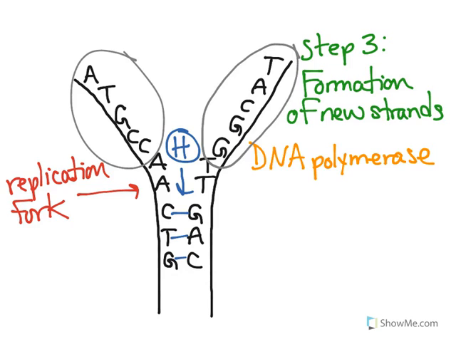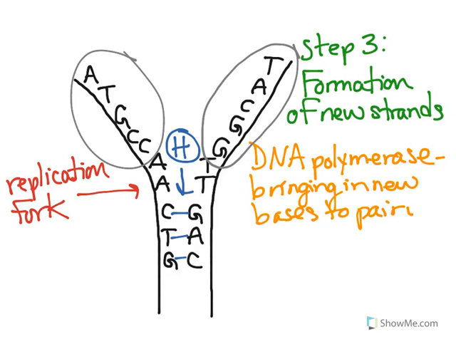So step three is we're going to form the new strands. Our next enzyme that's going to come into play is called DNA polymerase. And DNA polymerase is responsible for bringing in new bases to pair up with the unpaired bases on the original strands.